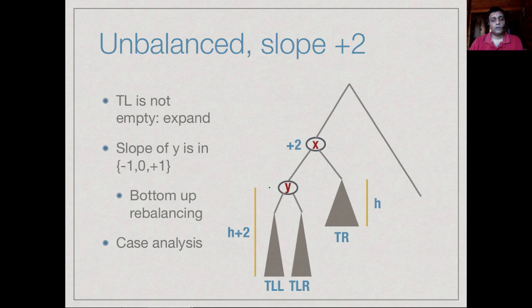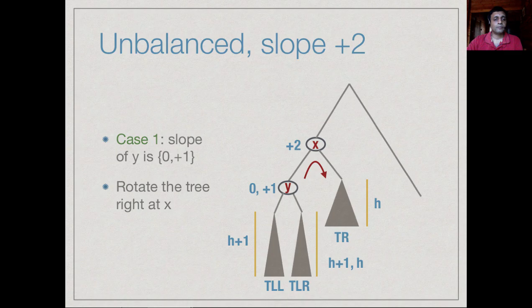So we will now look at this new node that we have extracted, call it y. Its slope is minus 1, 0 or plus 1. We are going to do some bottom-up rebalancing, assuming everything below is okay. So we are going to do some case analysis based on the slope of y. Let's first look at the situation where the slope of y is either 0 or plus 1. Remember this whole thing was h plus 2, of which one node is here. So its left child must be at least h plus 1. And because the slope is 0 or plus 1, the right child is either h plus 1 in case the slope is 0, or it is h in case the slope is plus 1.